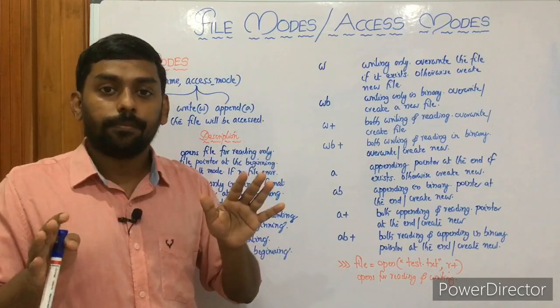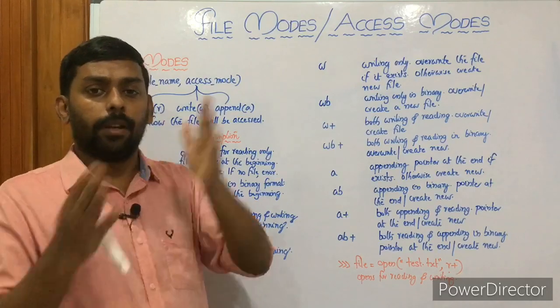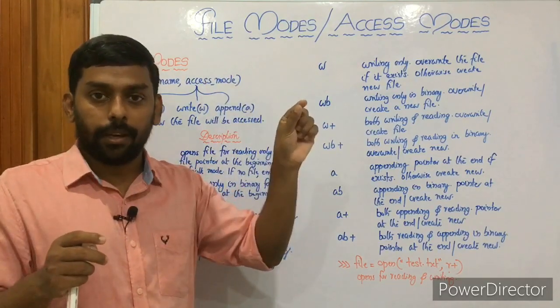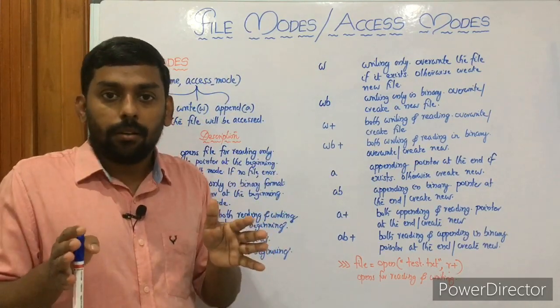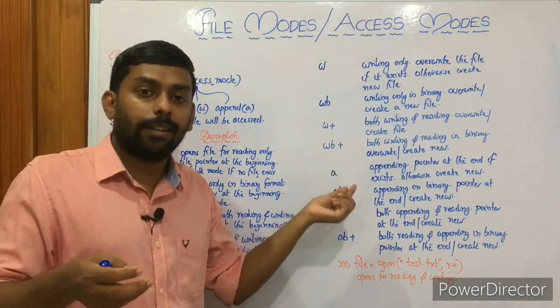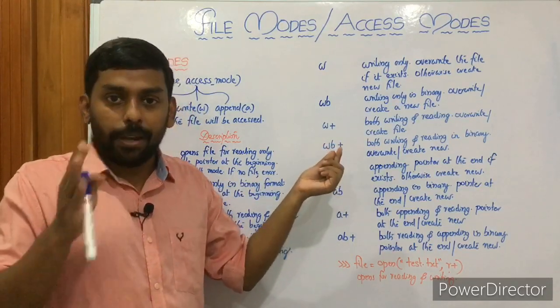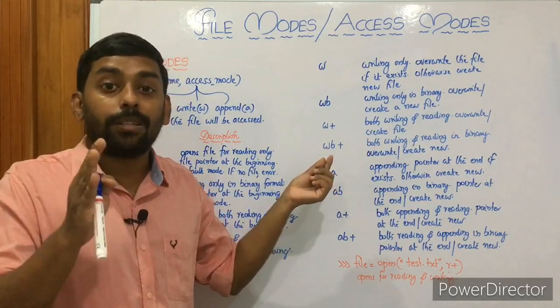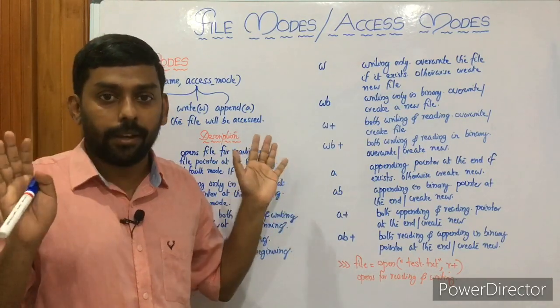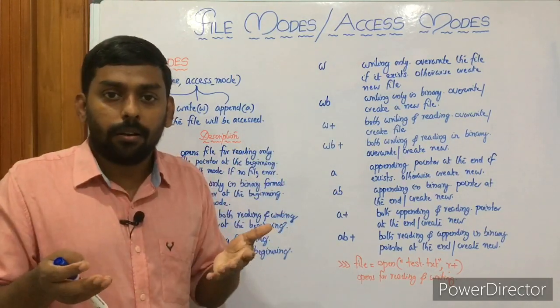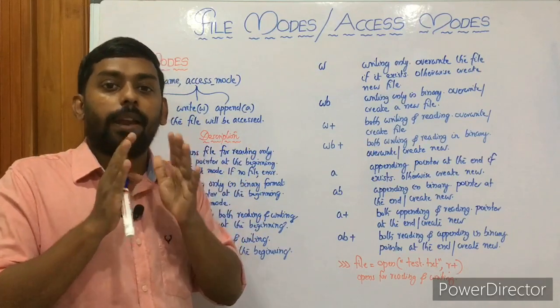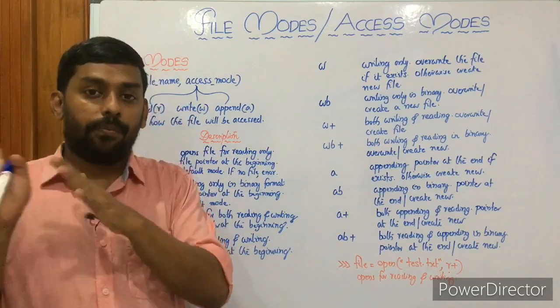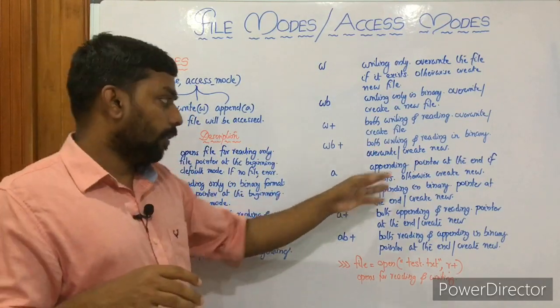If there is an existing file, the content will be deleted and the file pointer points at the beginning, and if there is no file, it creates a new one. But in the case of appending, the file pointer points at the end of the file. Hope you get the idea, right? Why does it point at the end of the file? Because appending is the process of adding something at the end. Otherwise it creates new.